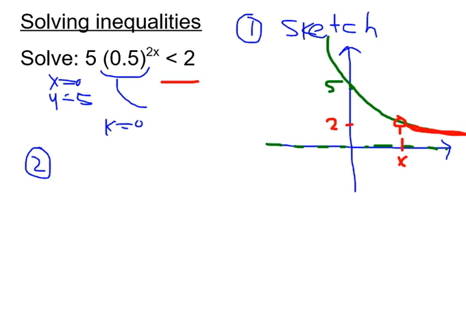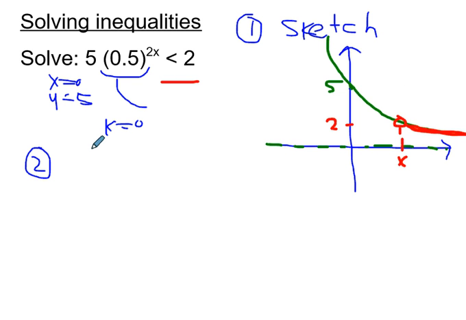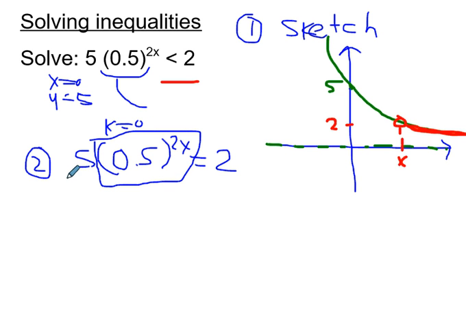So in part 2, we're going to make it equal to find out when our 0.5 exponent 2x is equal to 2. So to solve this, first, we want to isolate our exponential part here, so we're going to divide by 5 on both sides. So we have 0.5 exponent 2x is equal to 2 over 5.